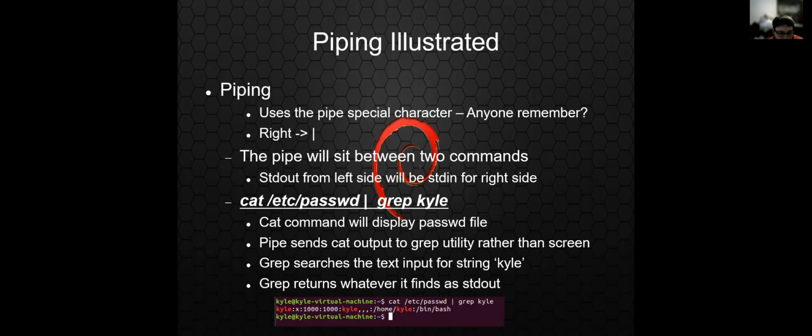And rather than returning the full file, it'll simply return aspects of the file that include the search term, which in this case is Kyle. So it takes the output of this command and uses it as input for this command, which then will display a different type of output than what would have been utilized if I simply typed this. And I'm going to show you this example shortly.